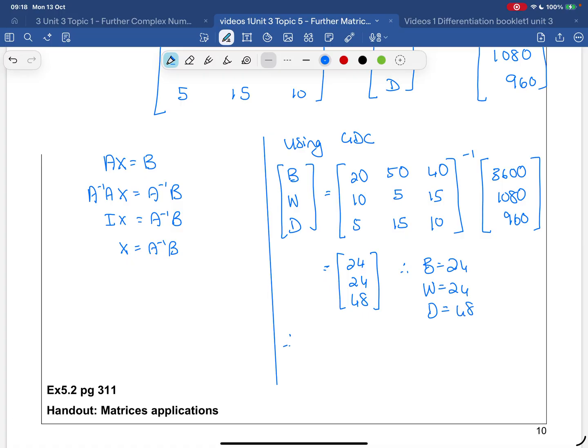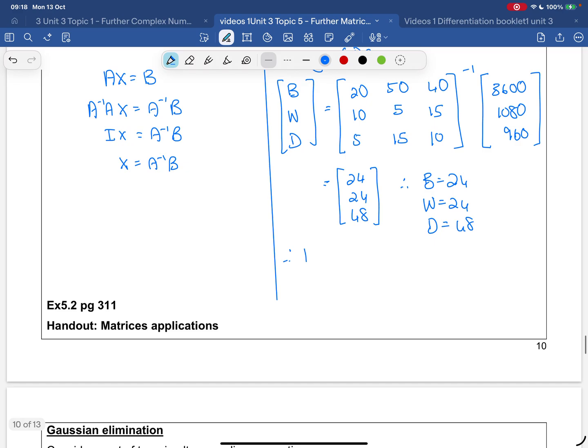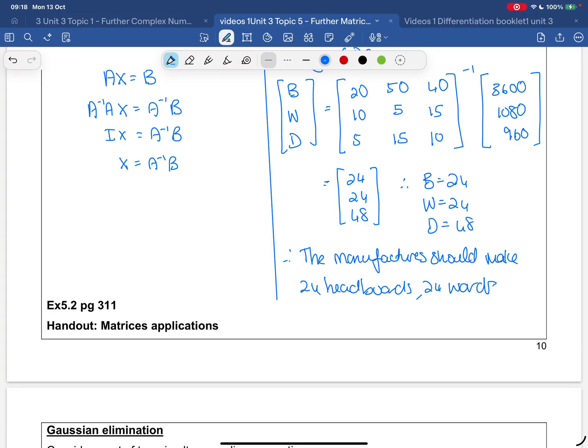And then I'm going to have a little sentence that says, therefore, the manufacturers should make 24 headboards, 24 wardrobes, and 48 dressing tables.